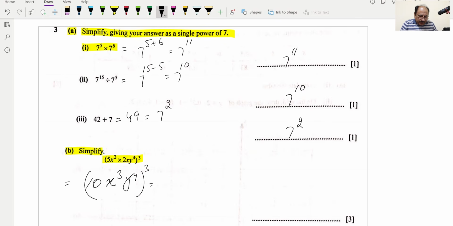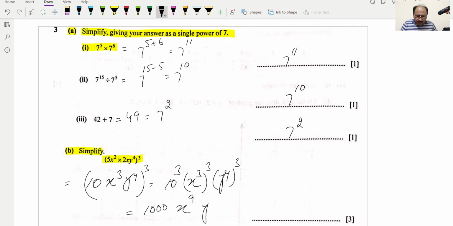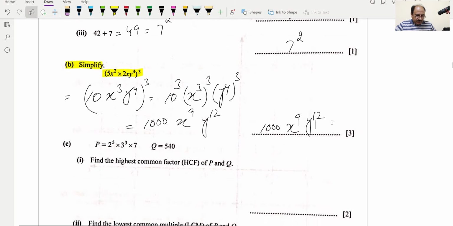And now we can expand this: 10 raised to power 3 separately, x raised to power 3 whole raised to power 3, and y raised to power 4 whole raised to power 3. And this one we can write: 10 raised to power 3 will be 1000, and x raised to power 3 into 3 will be 9, and y raised to power 4 into 3 will be 12. So our answer will be 1000 x raised to power 9 y raised to power 12, and this is done.